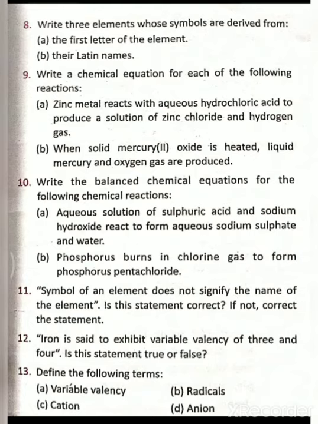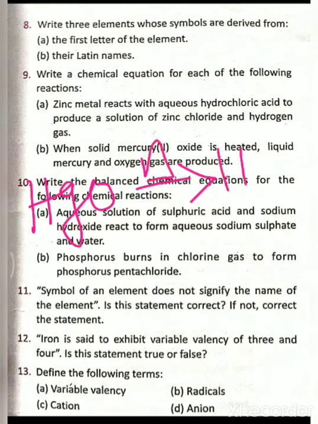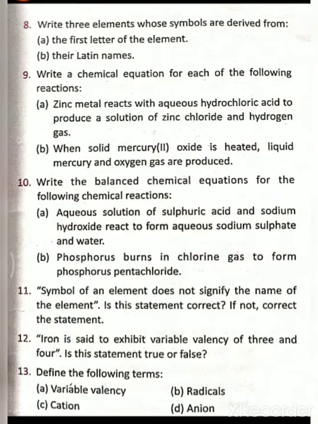Okay, next, when mercury(II) oxide is heated, liquid mercury and oxygen gas are produced. So listen students, here the chemical reaction and the products are given. You have to write the symbols only. Mercury(II) oxide means HgO. When we heat this one, we will get liquid mercury and oxygen gas, that is Hg plus O2. HgO gives rise to Hg plus O2. Okay, then next question.